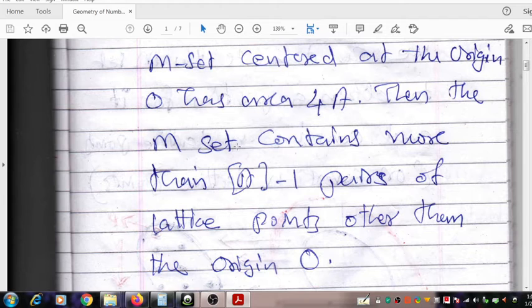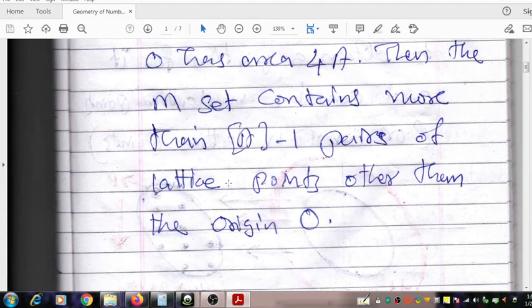Then the M set contains more than the number ⌈A⌉ minus 1, and this is the number that stands for, if A is a real number, the integer which comes just above the real number. That is, we can say that it is the ceiling number, the ceiling function. That number minus 1, that's ⌈A⌉ minus 1 pairs of lattice points other than the origin.